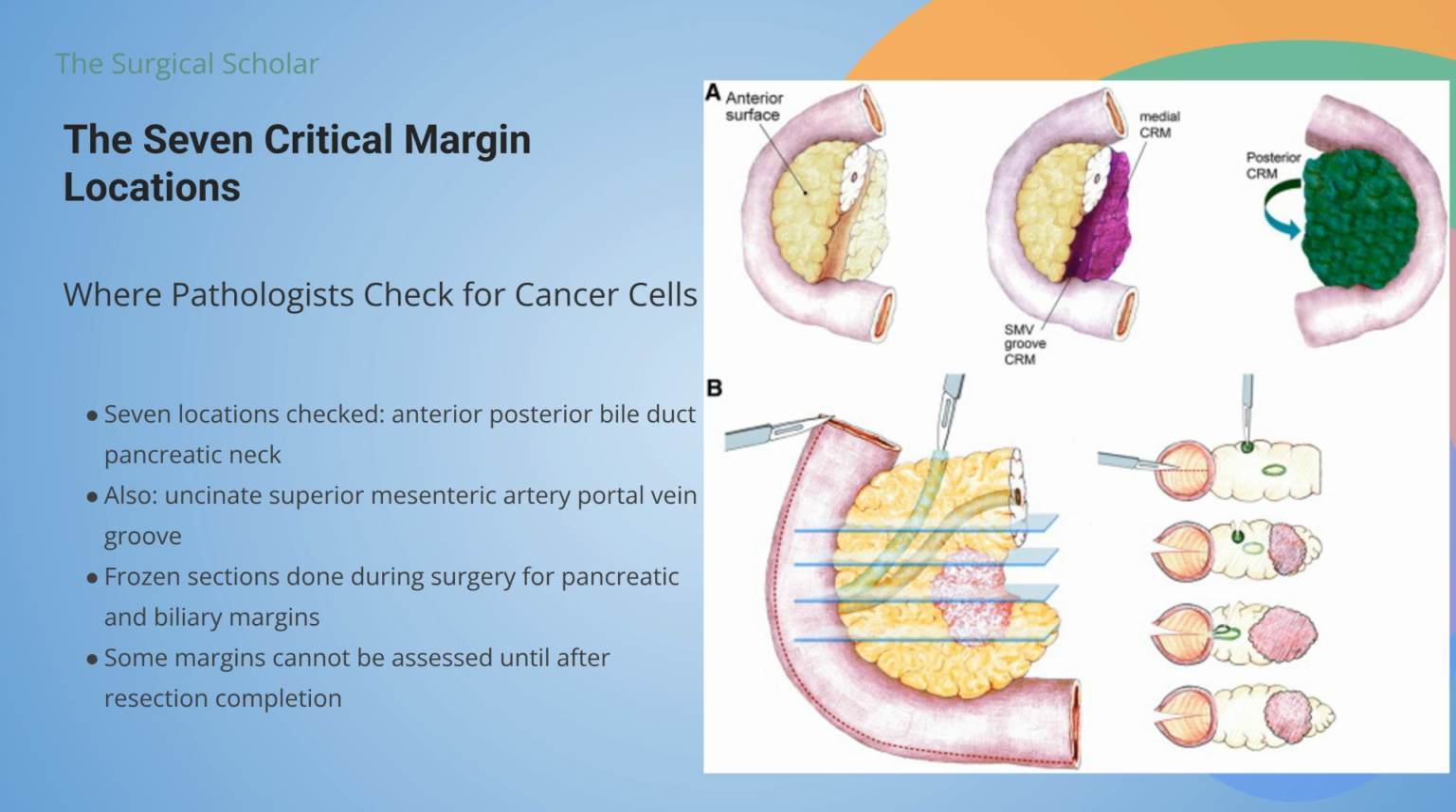The margin status is reported at 7 locations on surgical specimens. A is seen in this image. Anterior, posterior, bile duct, pancreatic neck, uncinate, superior mesenteric artery, and portal vein groove. During surgery, surgeons obtain frozen sections, rapid analysis while you're in the operating room, of pancreatic transection margins. If positive, they extend resection immediately. They do the same for biliary margins, which are rarely positive.